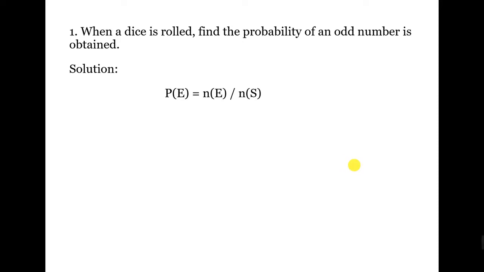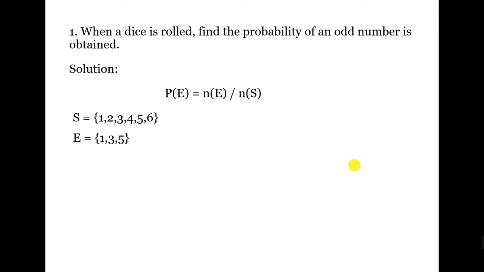Then if we're going to identify, a dice has 6 choices, which are numbers 1 to 6. Then these numbers are the sample space of the experiment, denoted as S. Now the event for an odd number is 3 choices, denoted as E.